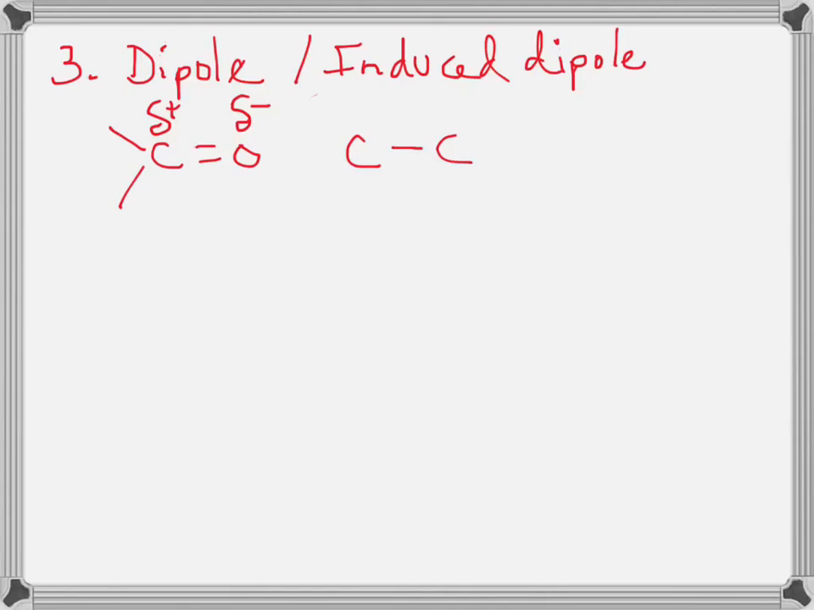Let's say we have these two things that are going to interact with each other. A carbon-carbon bond is not polar at all. There's no partial positive or partial negative charges. Those two carbon atoms are going to share those electrons equally, and so therefore they will be very neutral. But remember, around an atom like a carbon atom, the electrons are flying around, and so they're always moving.